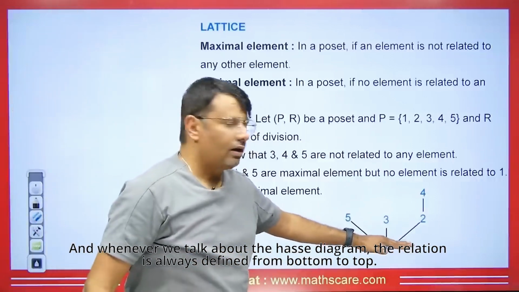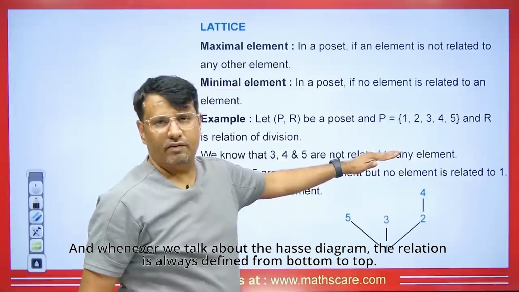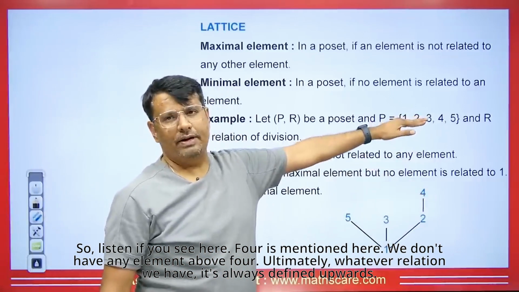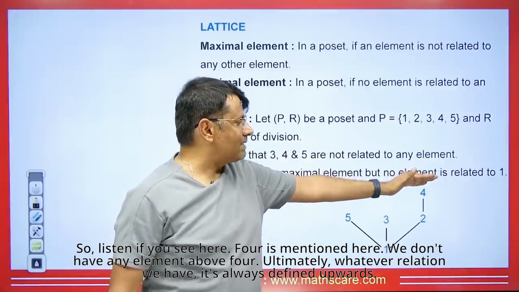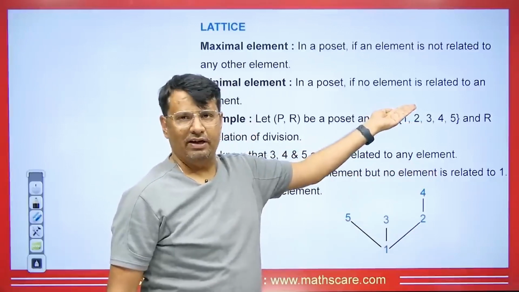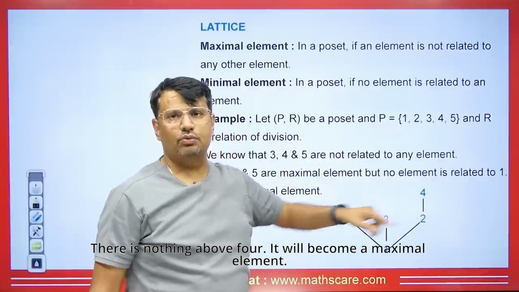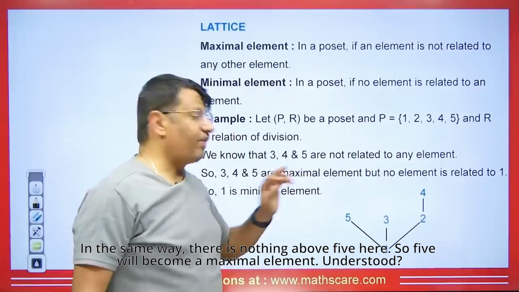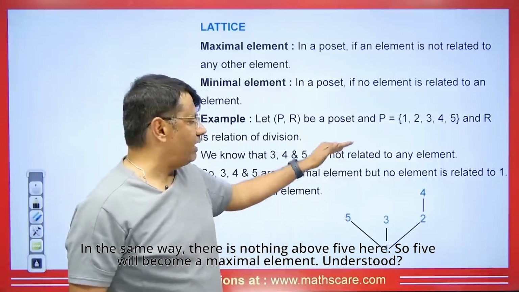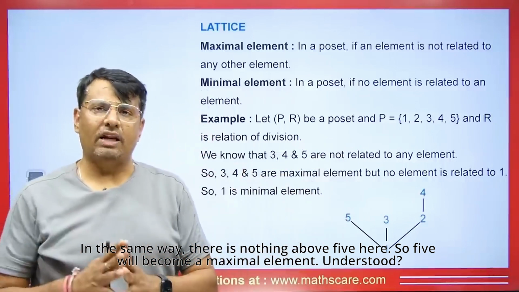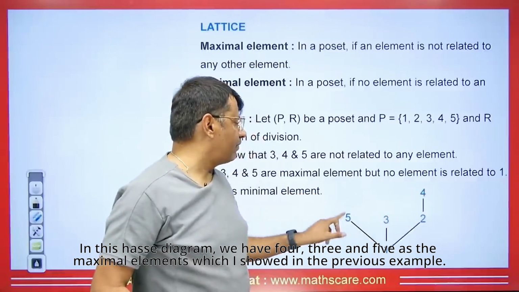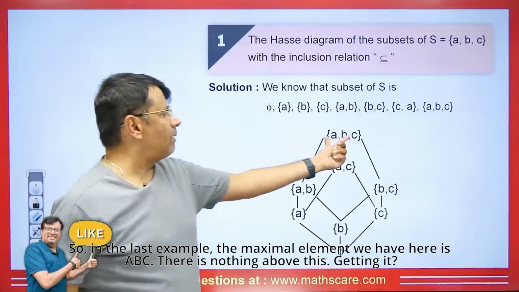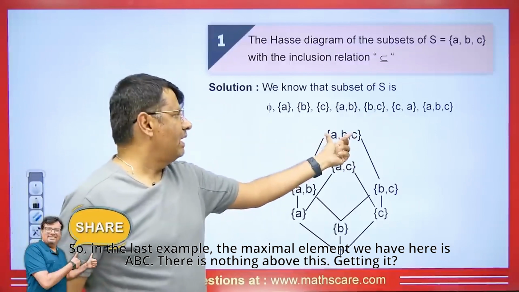And whenever we talk about the hash diagram, the relation is always defined from bottom to top. So, listen, if you see here, 4 is mentioned here. We don't have any element above 4. Ultimately, whatever relation we have, it's always defined upwards. There's nothing above 4. It will become a maximal element. There's nothing above 3. It will become a maximal element. In the same way, there's nothing above 5 here. So 5 will become a maximal element. Understood? In this hash diagram, we have 4, 3 and 5 as the maximal elements, which I showed in the previous example. So, in the last example, the maximal element we have here is ABC. There is nothing above this.